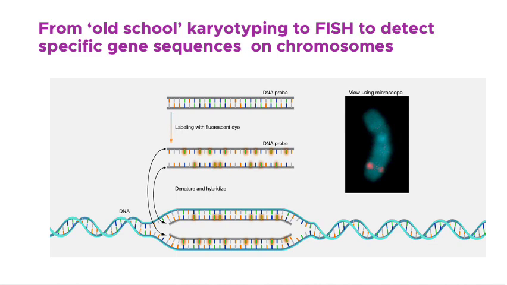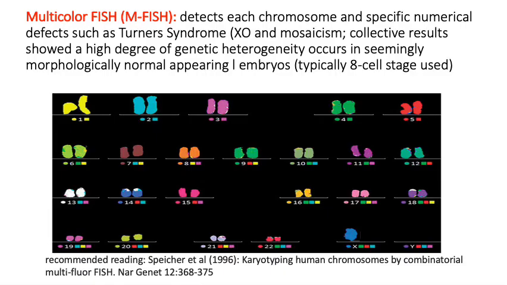And this was used for a while until another method came out, and that was multicolor FISH. This was a spectral imaging that allowed you to look at all the chromosomes because each one was a different color. And by doing this, you could look specifically at aneuploidy from a blastomere. And this was very, very useful. Not easy to do and very highly specialized, in fact. You needed equipment, or commercial labs were doing this sort of analysis.